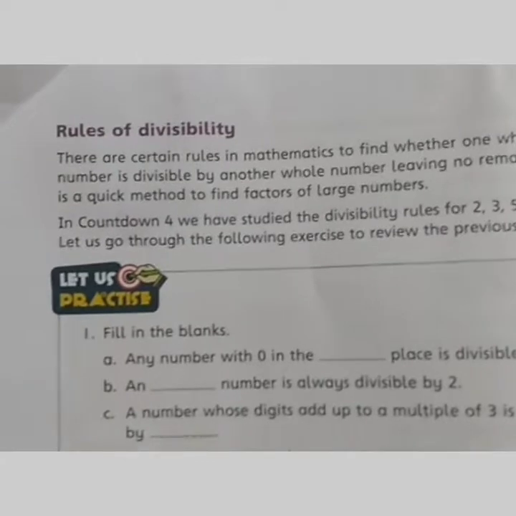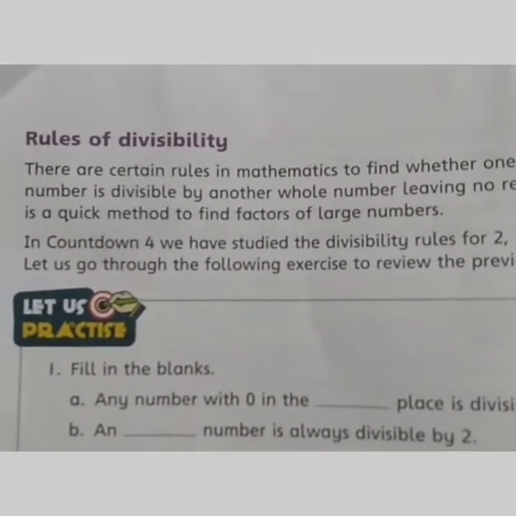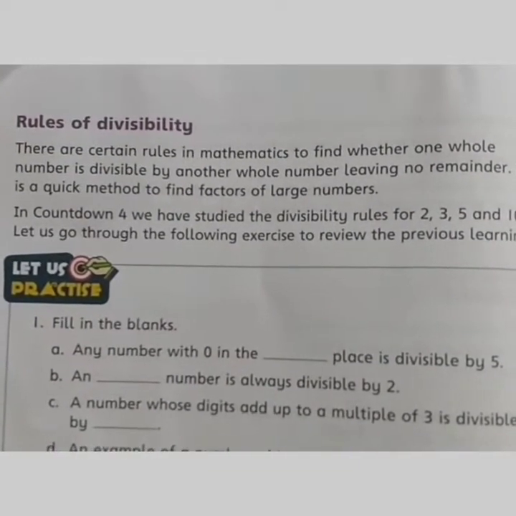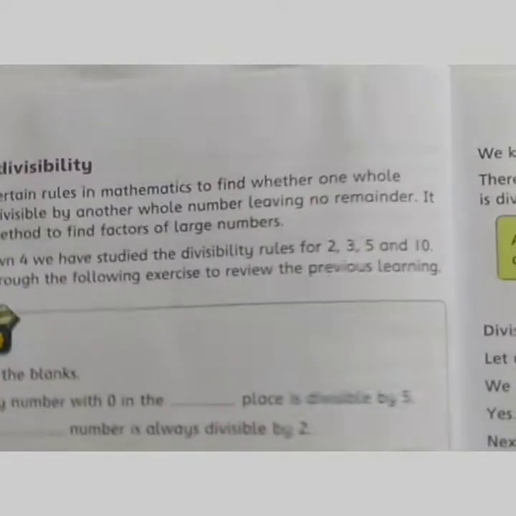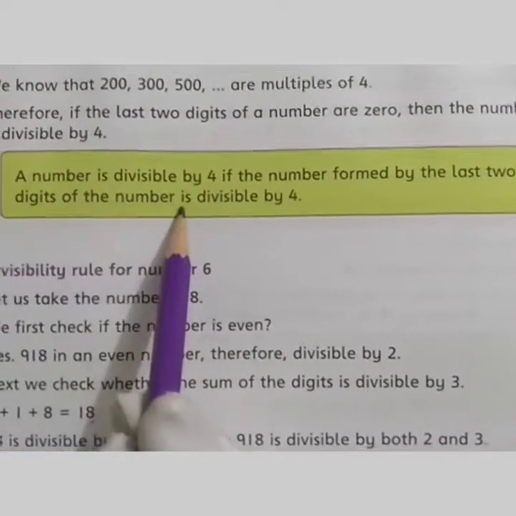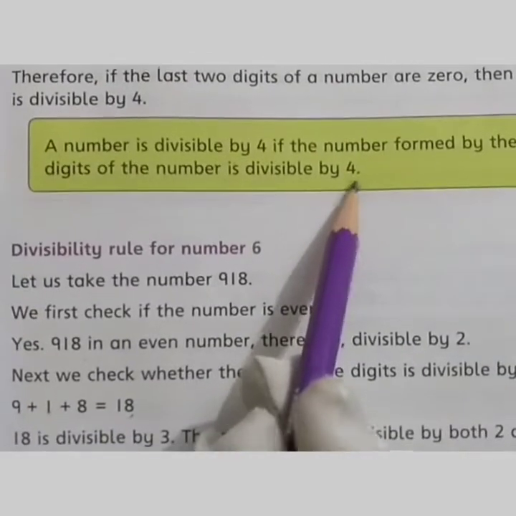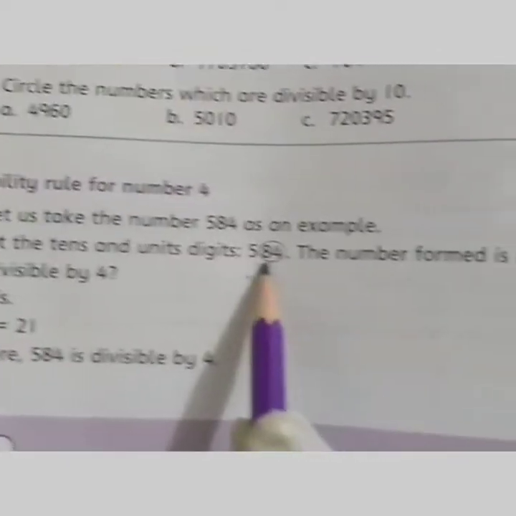Now, rules of divisibility. There are certain rules in maths to find whether one whole number is divisible by another whole number, leaving no remainder. Now, divisibility rule for number 4. A number is divisible by 4 if the number formed by the last two digits of the number is divisible by 4. Like this, if the number is 584, the number formed is 84.